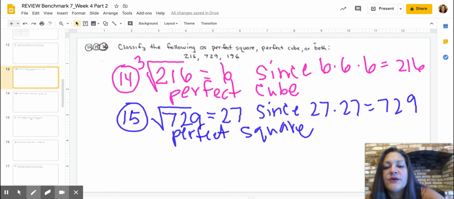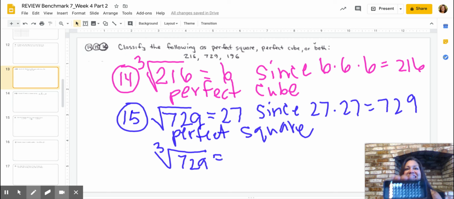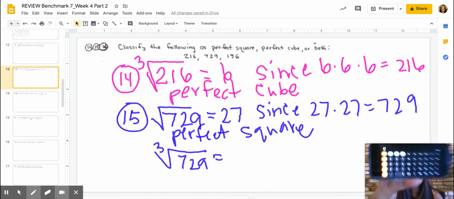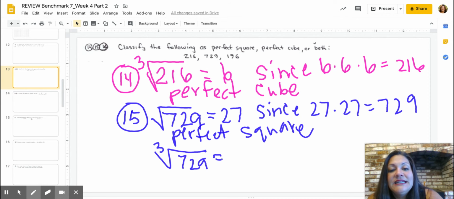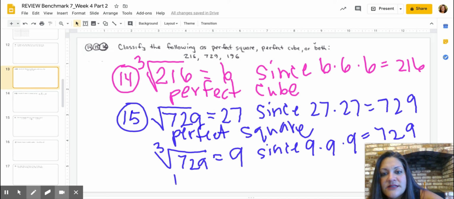Could it be a perfect cube? I'm sorry, cube root. We just did square root. All right, 729. Cube root is 9. You see it? Awesome. 9, since 9 times 9 times 9 equals 729. So look at that one. It is also a perfect cube.